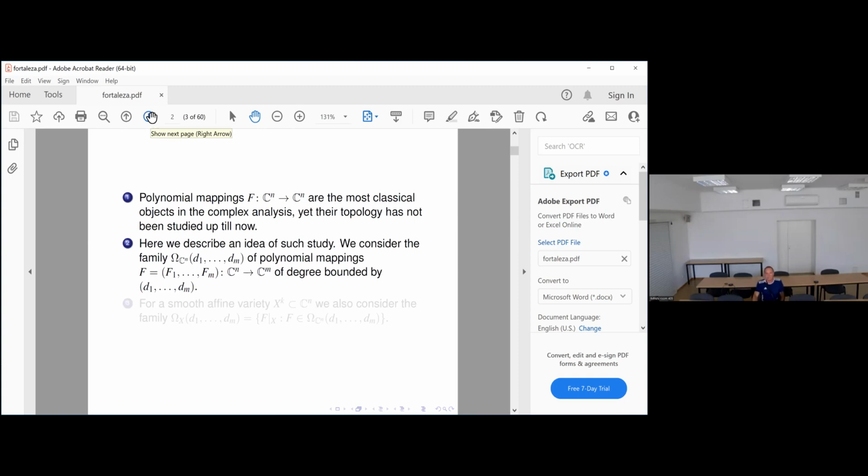We consider the family Omega(Cn, d1, ..., dm) of polynomial mappings of this type, where the degrees of the components are bounded by the numbers d1, ..., dm respectively. The same we can do in a more general setting. If we have a smooth subvariety of Cn, we can also consider the analogous family of polynomial mappings.